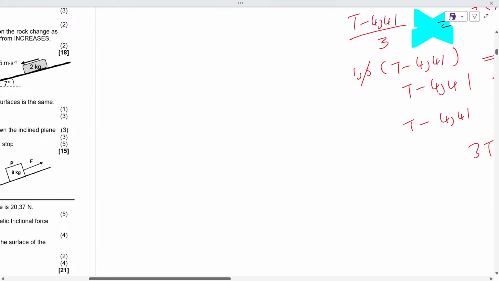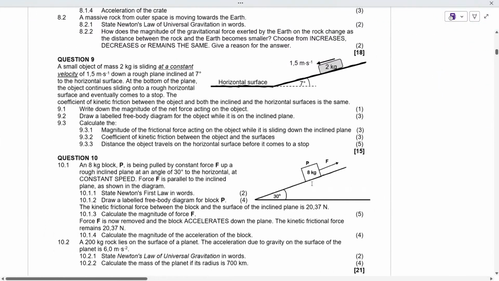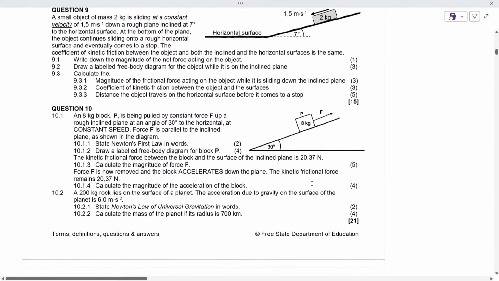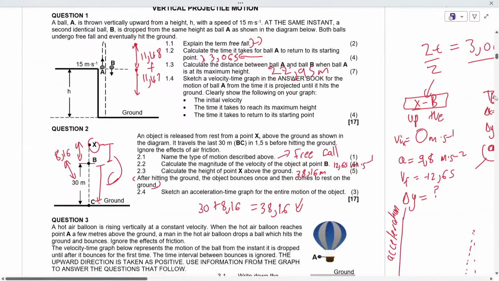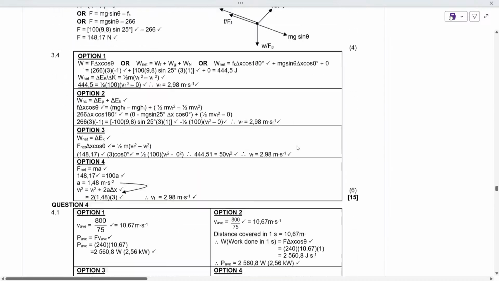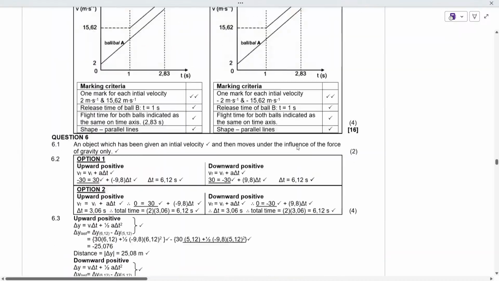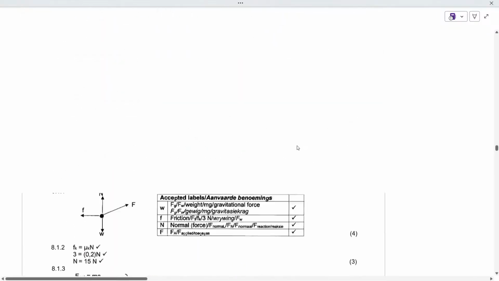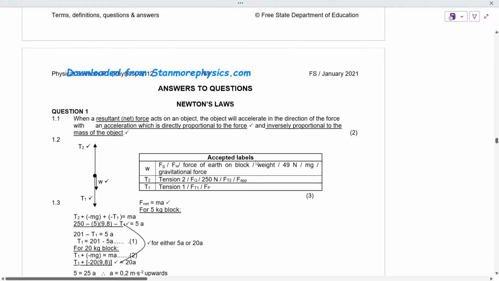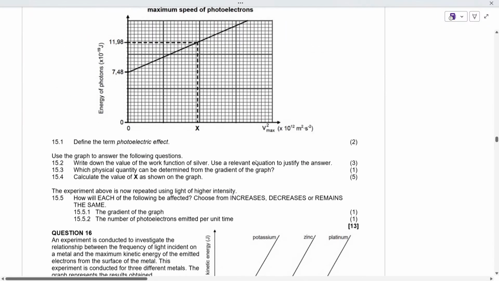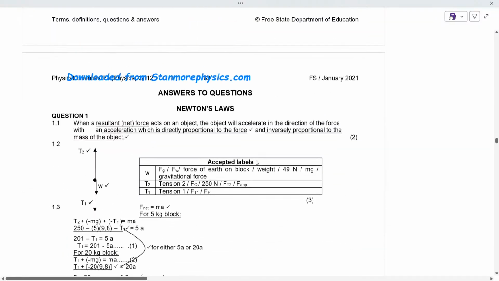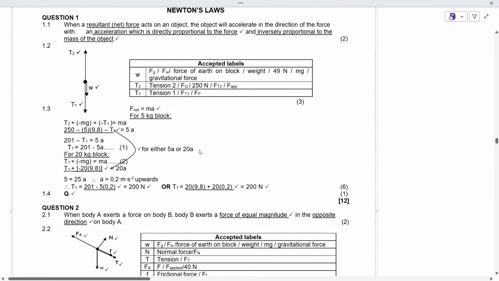So do we still have another question? I think it's the last one. Let's just go and confirm, and then we will be done. Newton's law is the first one on the memo. Yes, finally. Let's just check the memo. There it is. It's this one.